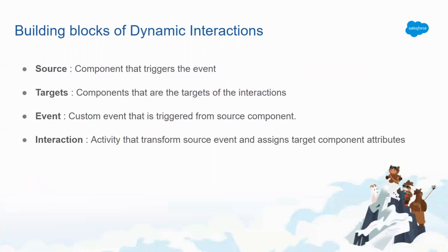So I have divided this into four blocks for better understanding. The first one is source. What is source? The source is the component which will trigger the event. And the second one is targets. What is the target? The targets are the components that will receive the data from the source component. The third one is event. The event will trigger from the source component and go to the target components with some data. And the fourth one is interaction. It is the activity which will transform the source event to the target events.